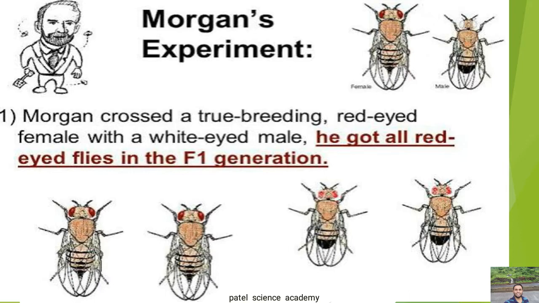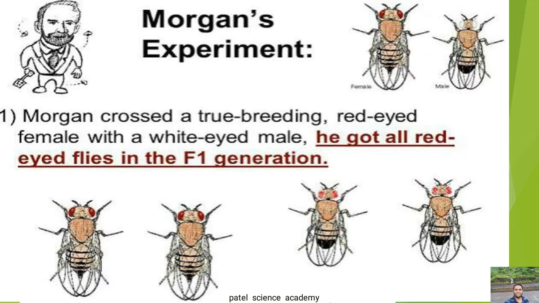So now we'll see Morgan's experiments. The full name of Morgan is Thomas Hunt Morgan, and he was an American biologist. He used a fruit fly called Drosophila melanogaster in genetic research, and established the chromosomal theory of heredity. He also discovered the principle of linkage, sex linkage and crossing over.